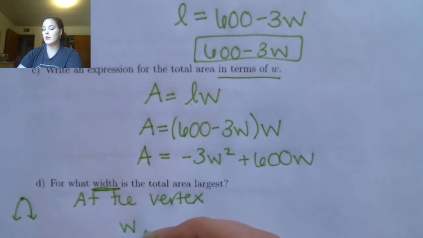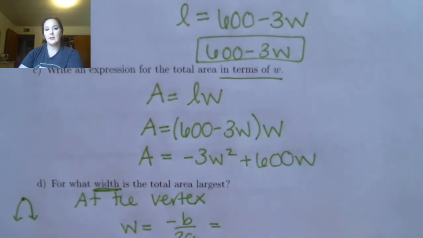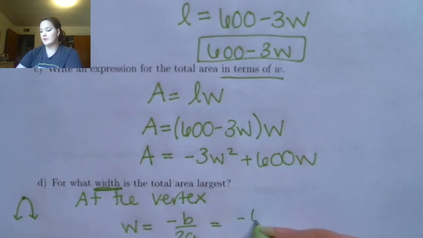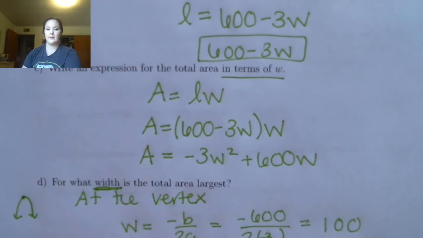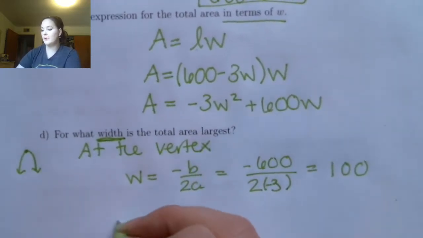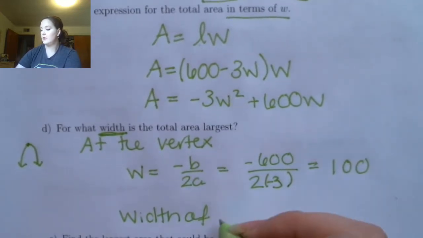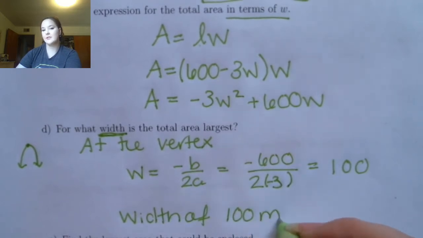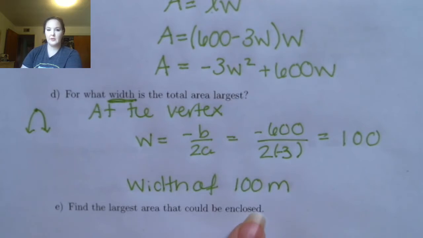So we're going to use our formula minus b over 2a. For us this is minus 600 over 2 times negative 3. So this would be 100. So for what width is the total area largest? We would have a width of 100 meters.